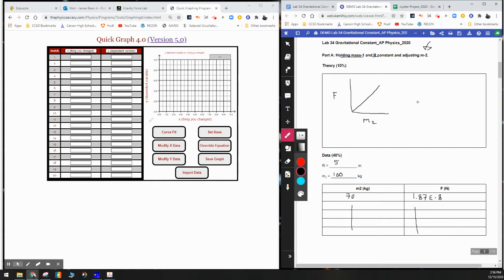So what does that mean here? Let's suppose I have F is equal to big G, mass 1, over R squared, times M2. See this part right here? Let's maybe call it A.